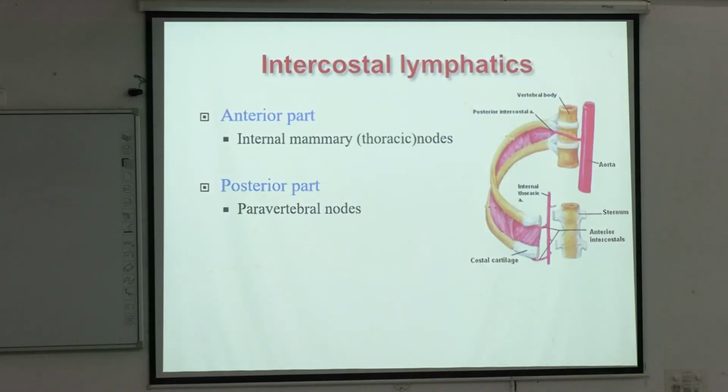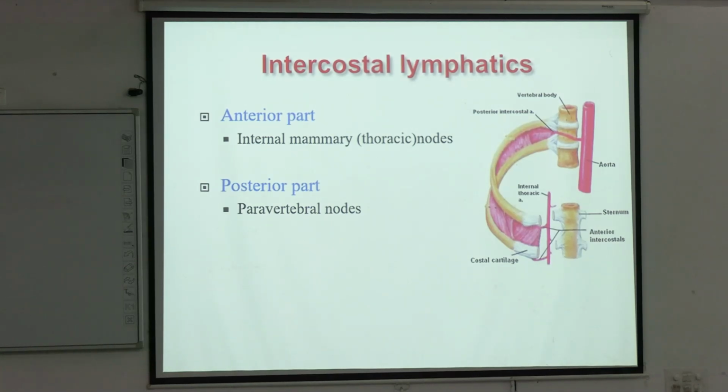From these veins, we move to the lymphatics. It's easy. We have two lymphatic groups present. One is on the anterior side of the intercostal space, and one is on the posterior side. The anterior one we call the thoracic group, or internal mammary or internal thoracic group of lymph nodes. The posterior one we call paravertebral, because they are by the side of the vertebra.